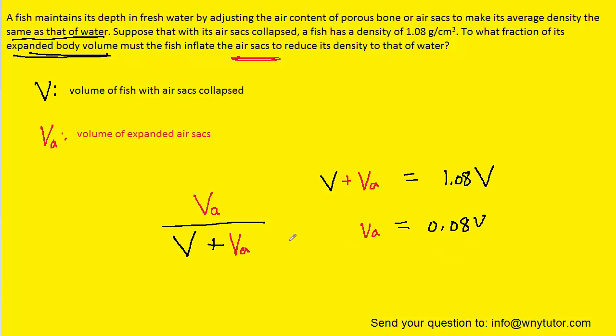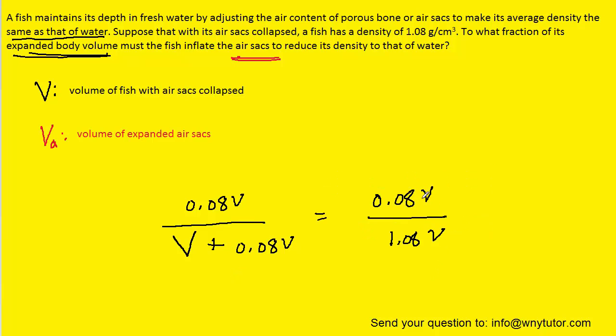Now we're prepared to plug in to this fraction that we had developed earlier. We'll plug in 0.08 V in for VA in the numerator and also in for VA in the denominator. Then in the denominator we can combine the like terms, and then of course the V's in the numerator and denominator will cancel, so that'll leave us with 0.08 over 1.08, which is roughly 0.074. So that would be the decimal form of the fraction. We could convert that to a percent by multiplying by 100, giving us 7.4%. So either answer would be correct.